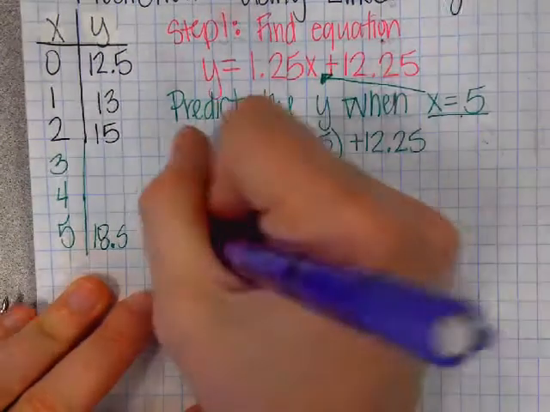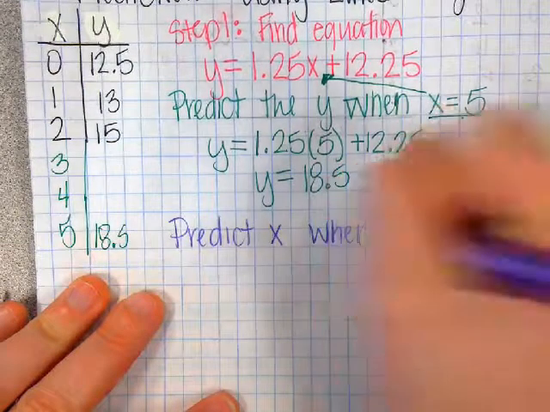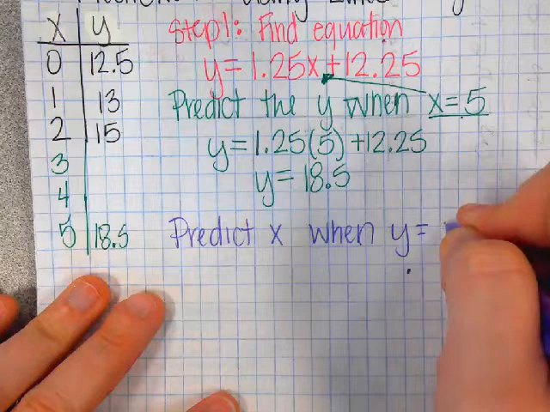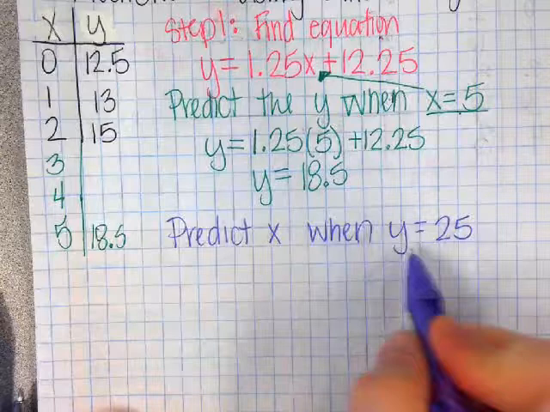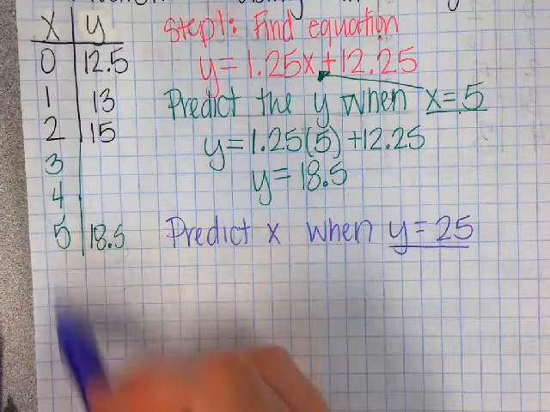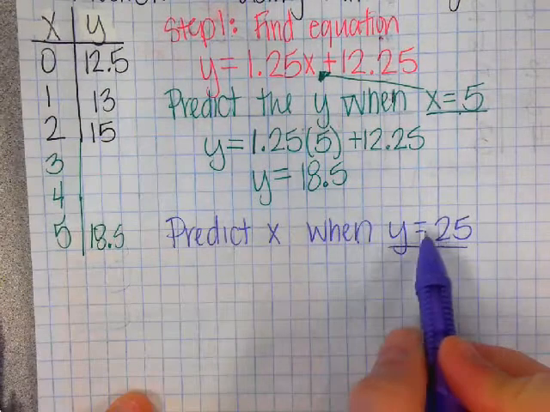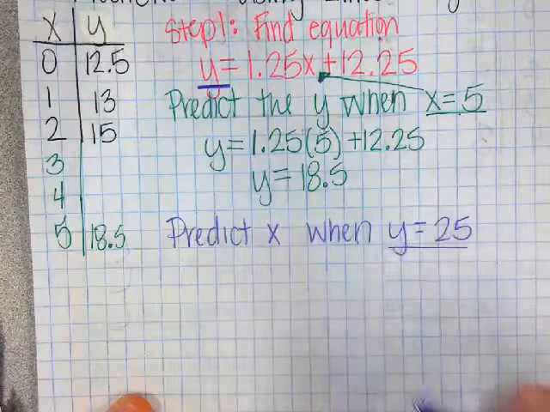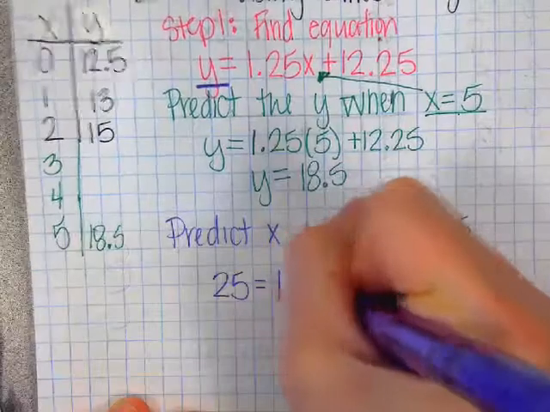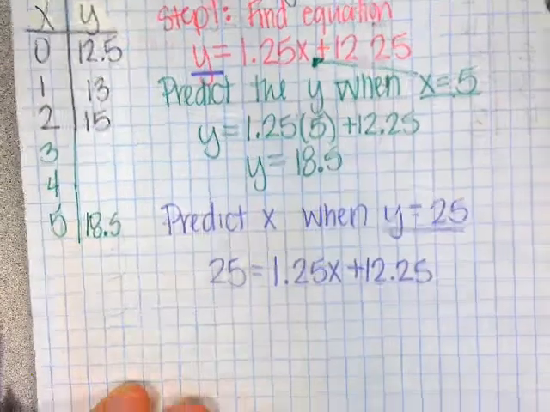All right, now let's do it if we predict x. So if it said predict x when y equals 25. It would have to keep going from this, so I should get a number that's larger than 5. Again, it says predict x when y equals 25, so I'm going to have to plug in for y, not for the x. So it'd be 25 equals 1.25x plus 12.25.